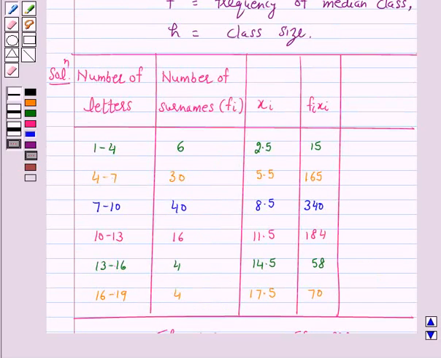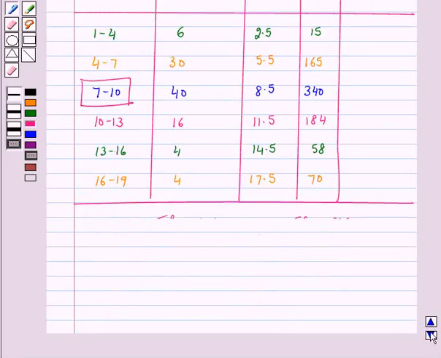Now we will find the modal size of the surnames. For this we will first find the modal class. Now from this table we see the maximum frequency is 40. And the class corresponding to maximum frequency is 7 to 10. Therefore, our modal class is 7 to 10.